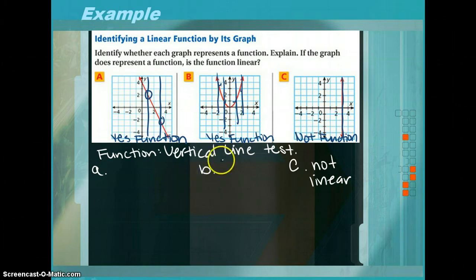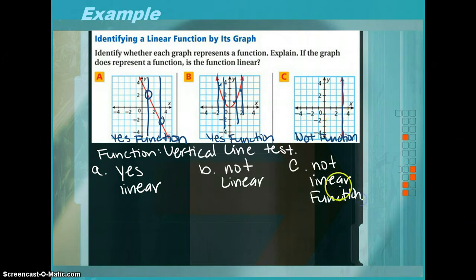B makes a U shape, so it is not linear. And the first one is linear. So again, specifically C, just to make sure you understand, C is not a linear function.